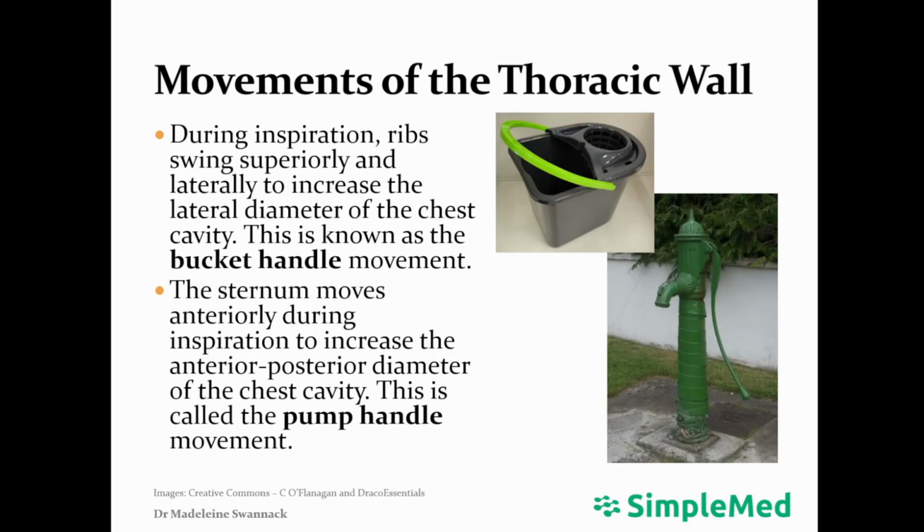During the process of inspiration, the ribs swing superiorly and laterally, which increases the lateral diameter of the thoracic space. This movement is known as the bucket handle movement. The sternum moves anteriorly during inspiration to increase the anterior-posterior diameter. This is called the pump handle movement because it is a similar movement to the handle of an old-fashioned water pump.